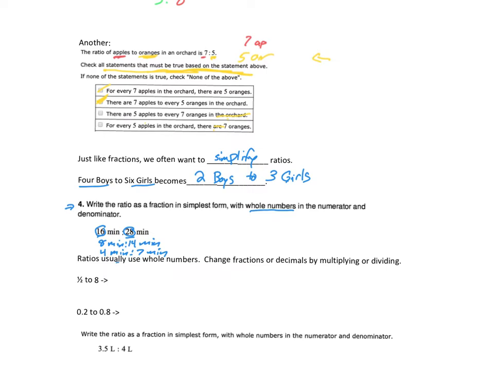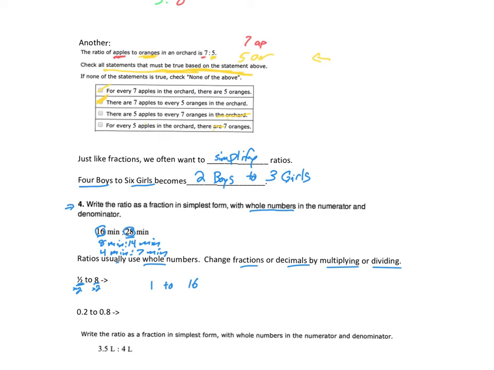Ratios usually use whole numbers. Change fractions or decimals by multiplying or dividing. Okay, so here we have a half to 8. Half is not a whole number. So we can get half to be a full number to multiply by 2. So we'd have to multiply that by 2 and 8 by 2. So that's the same as 1 to 16.